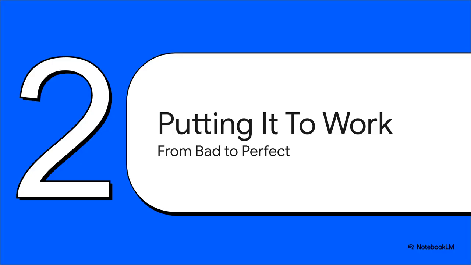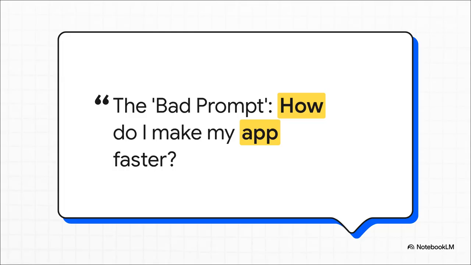Okay, so theory is great and all, but let's see how this thing actually works in the real world. We're going to take a classic, absolutely terrible prompt and transform it, step by step, into a perfect one using our new CGRFA framework. Oh yeah, we've all been here, right? You type something like, "How do I make my app faster?" I mean, what does that even mean? It's so vague and has zero context, and the AI has no clue what you're actually trying to do. So of course, the answers you're going to get will be just as vague and probably not helpful at all.